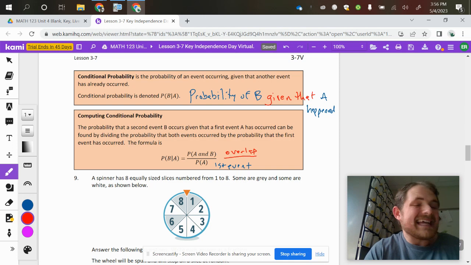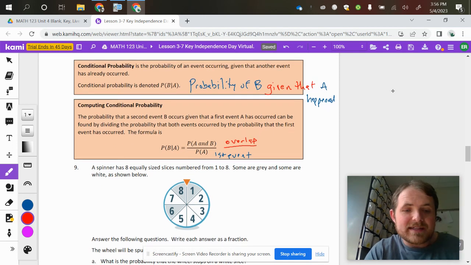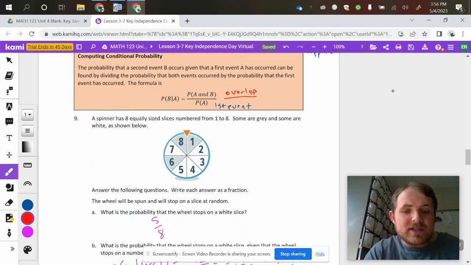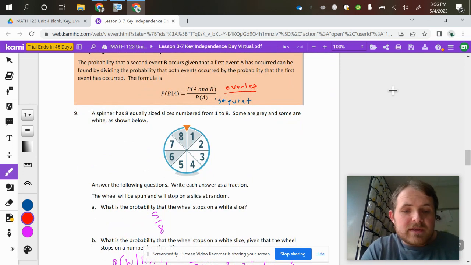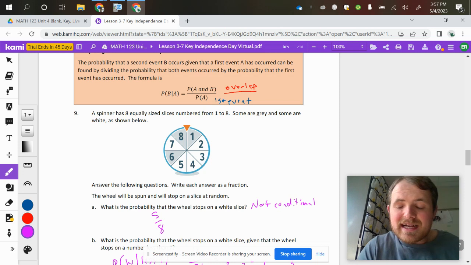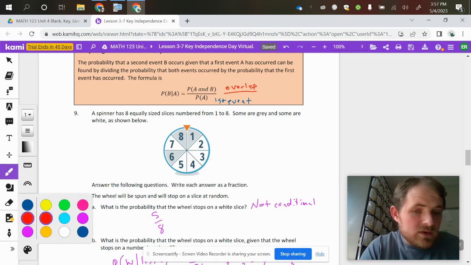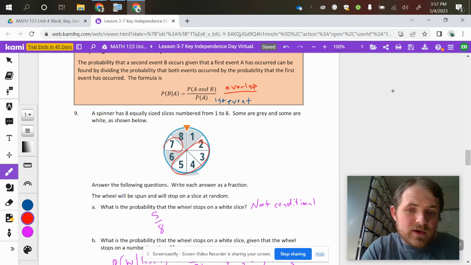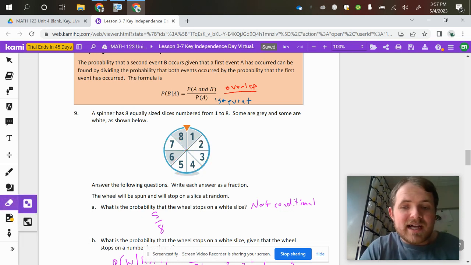So if the spinner has 8 slices, some are gray and some are white, and then we've got our situation here, it says, what is the probability that the wheel stops on a white slice? So this is not a conditional because it doesn't have that given concept or the fact that there were 2 events. So there's 5 total white spinners, 1, 2, 3, 4, and then a 5th one right there. So if there's 8 total, it's just 5 out of 8.